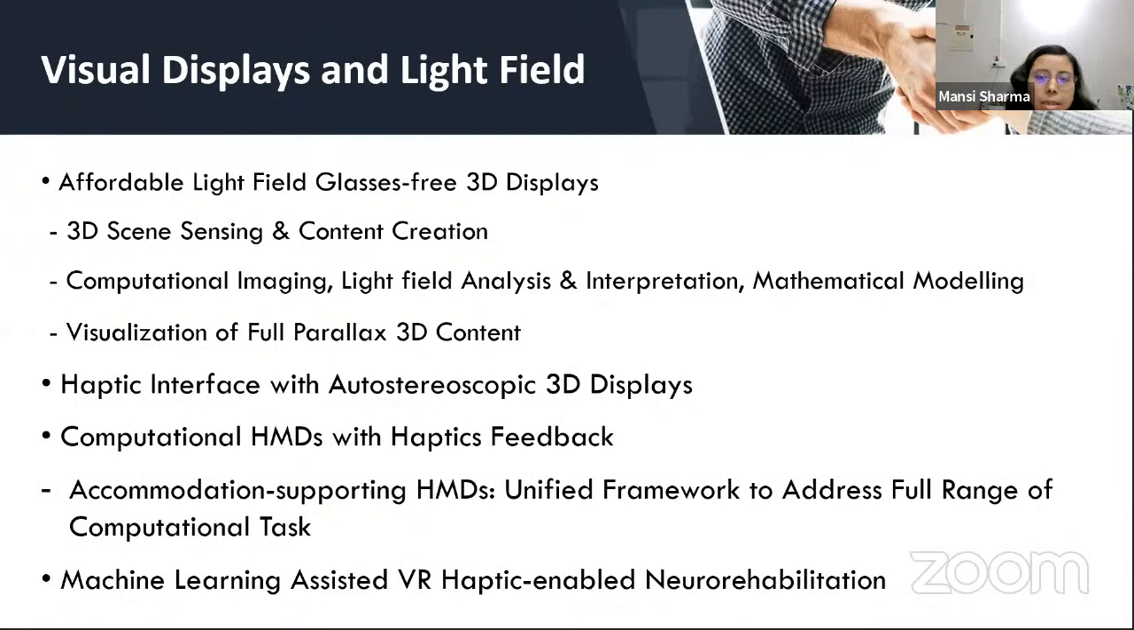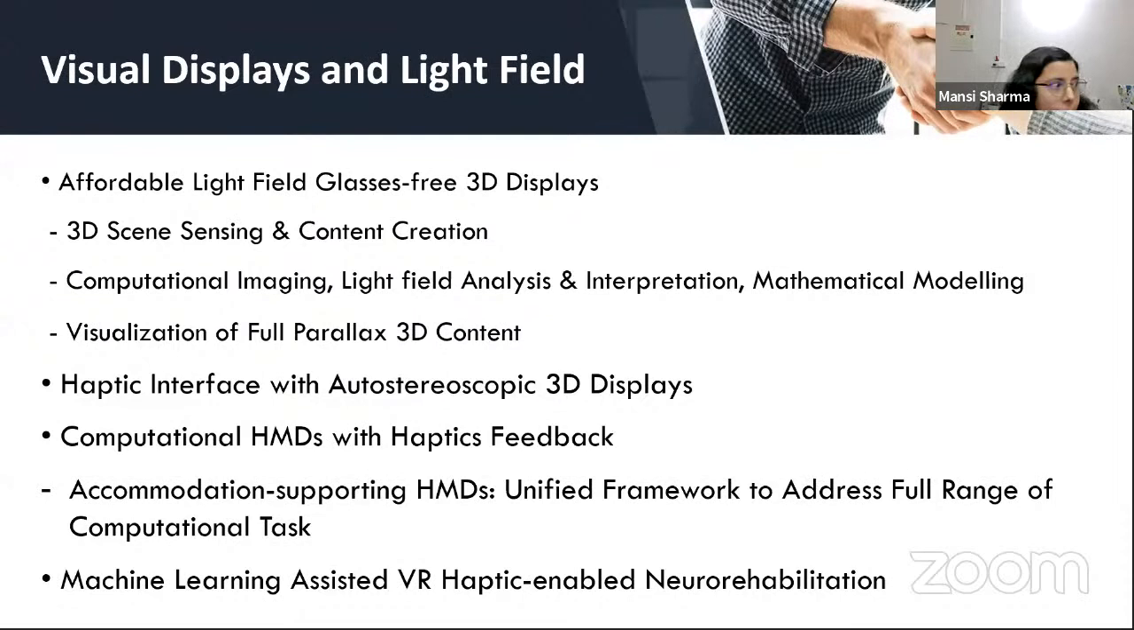So how to represent this scene? We need to focus on enhanced light field representations, incorporating geometrical information in the light field. And particularly, we wish to target a combination of image-based and geometry-based methods in the representations to have an enhanced light field representation that will be useful for full parallax visualization.